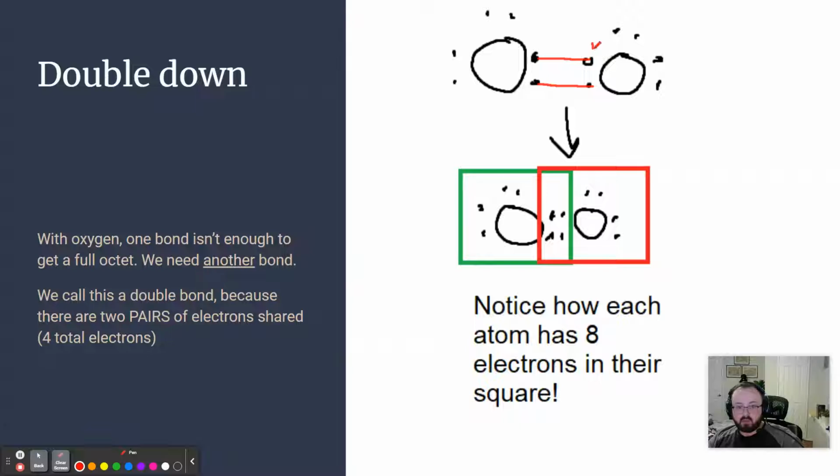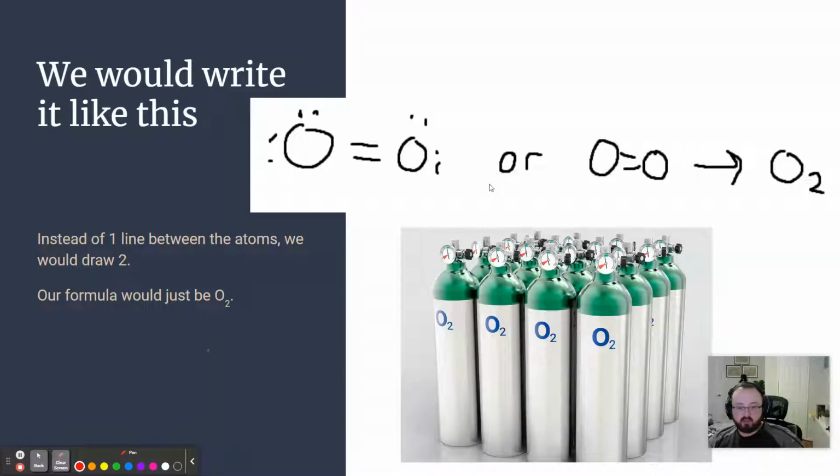So this one is from this oxygen. This one is from this oxygen. And over here, there's a total of 4 electrons being shared. 1, 2, 3, 4. And if you count them out here, 1, 2, 3, 4, 5, 6, 7, 8. There's 8 electrons around this oxygen, so it has a full octet. Here's our formula. Again, you can see it without the valence electrons. Formula is just going to be O2 because there are 2 atoms of oxygen.